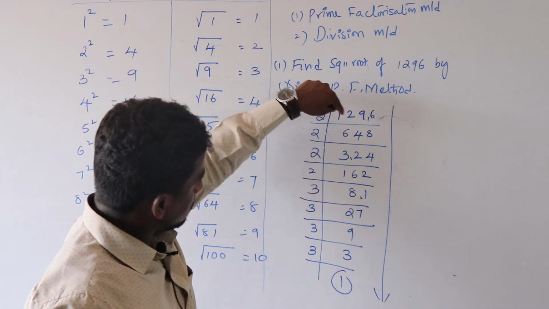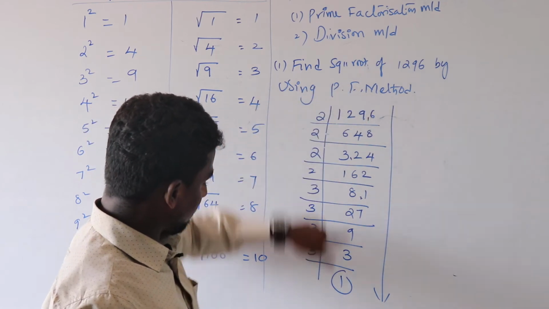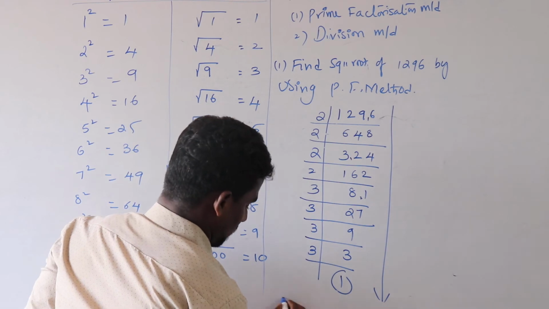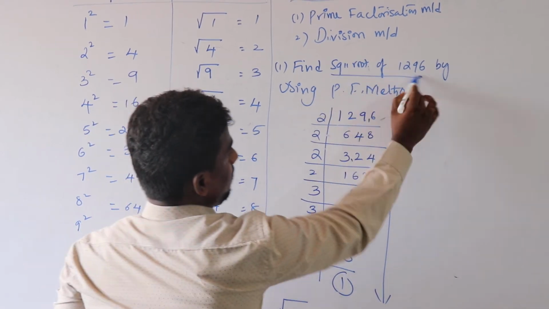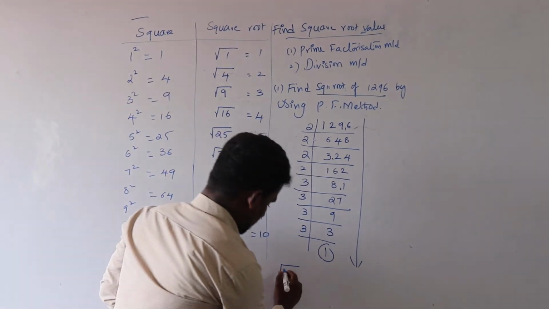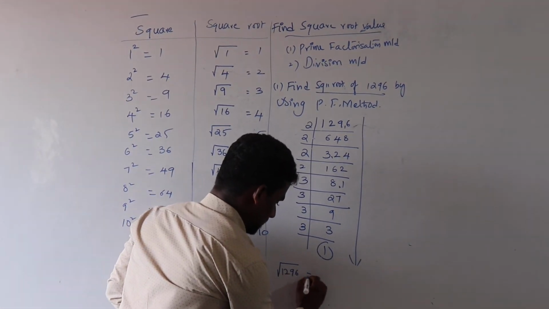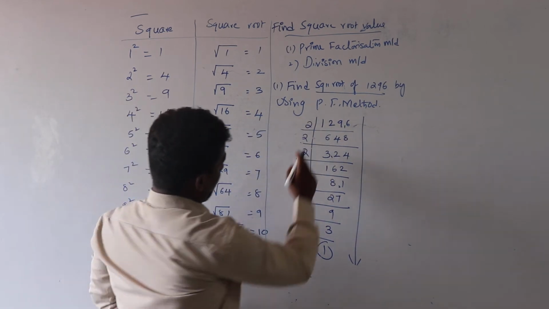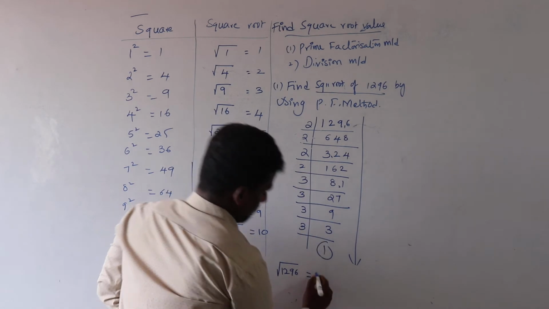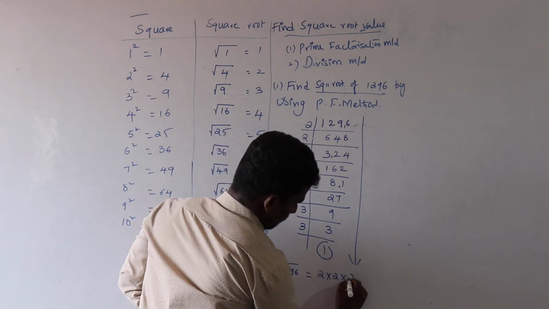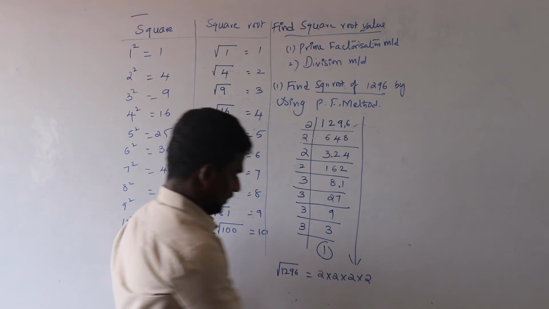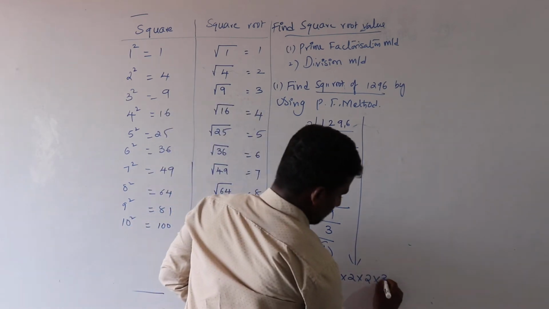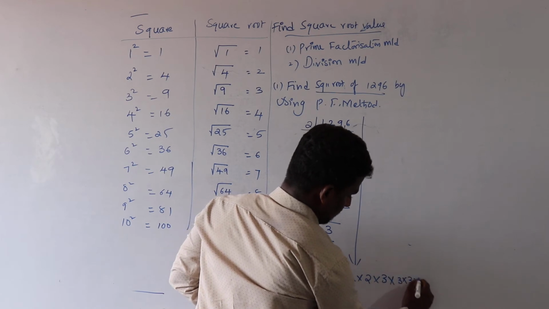So now, for 1296, finally we get the answer 1 here. So now how to get the square root? Square root of 1296 equals, I have to write all these divisors. How many 2s are here? 1, 2, 3, 4. So 4 times 2: 2 into 2 into 2 into 2. Next 3, how many times? 1, 2, 3, 4.